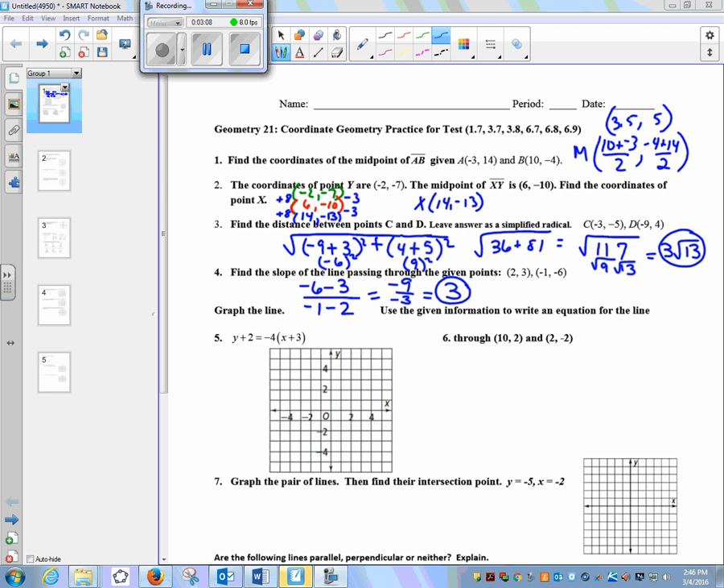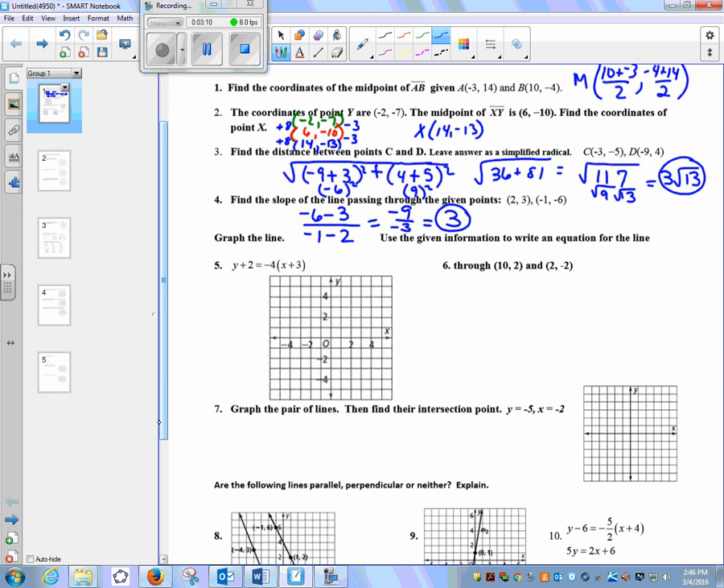Number 5, graph the line. This is point slope form. So here's my slope, and the point that we're going to start at is negative 3, negative 2, right? We take the opposite sign, x, y. So negative 3, negative 2. Here's my xy axis. Negative 3, negative 2 is here. And then I'm going to count my slope of negative 4, down 4, to the right 1. So your line should go something like this. It goes through the point negative 3, negative 2.